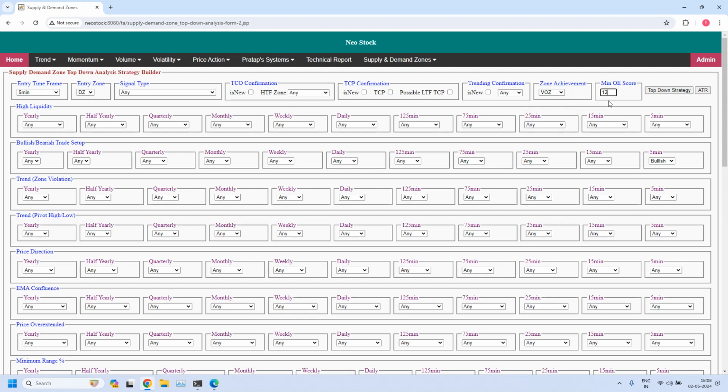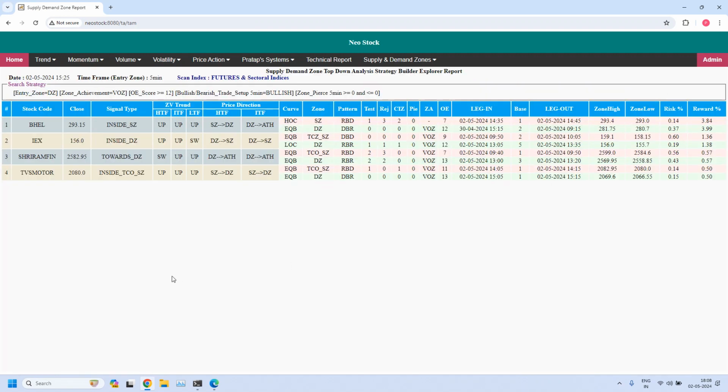So with these filters, let us generate the report. Now 4 stocks are filtered. These 4 stocks are supporting bullish trade setup for hourly income trade. Okay, now let's generate the next report, bearish trade setup for hourly income trade.